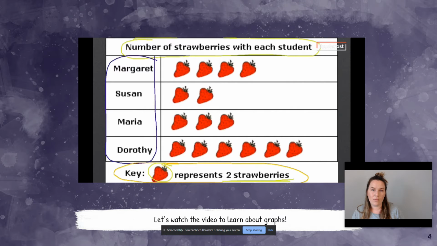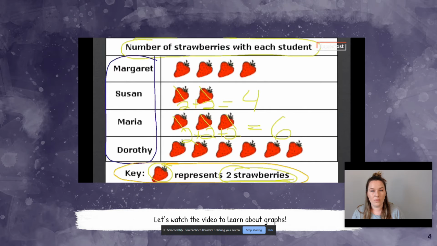Knowing that, if we looked at our list, let's look at Susan. We have two different strawberries, 1 and 2. Each of those stands for two strawberries. So that means she has 4 strawberries because each strawberry stands for 2. Same thing with Maria. We've got 3 here. I know each one of them is worth 2 because it says so down here. So 2, 4, 6, if I add all of those 2s together.